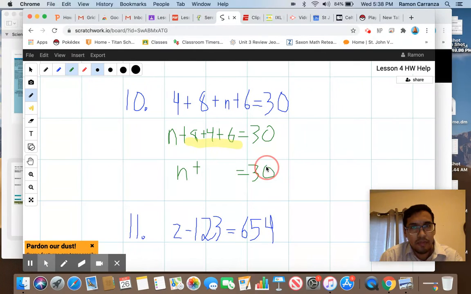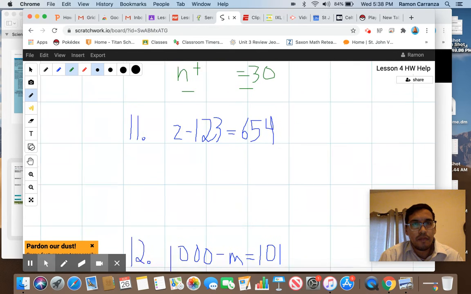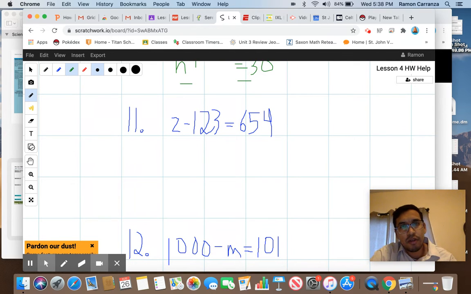The final step would just be to realize that we're adding, so we have to use the inverse operation, which is subtraction from both sides by the sum of 8, 4, and 6, and that will give you your n value. For number 11, we have z minus 123 equals 654.